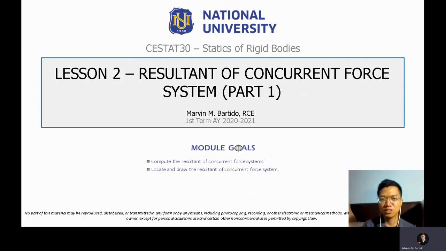So today for statics of rigid bodies, we're going to discuss the second lesson, which is the resultant of concurrent force system. For this topic, the learning outcomes would be: students must be able to compute the resultant of concurrent force systems, and the second one is to locate and draw the resultant of concurrent force system.